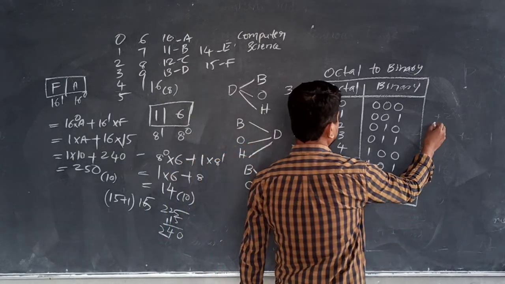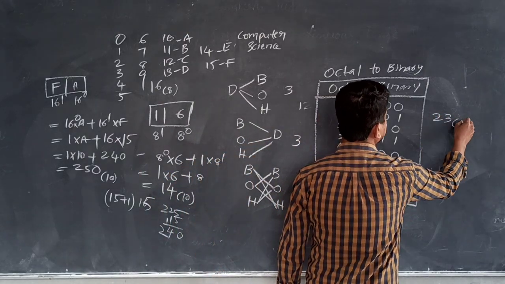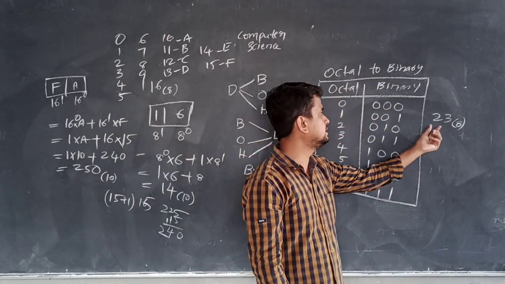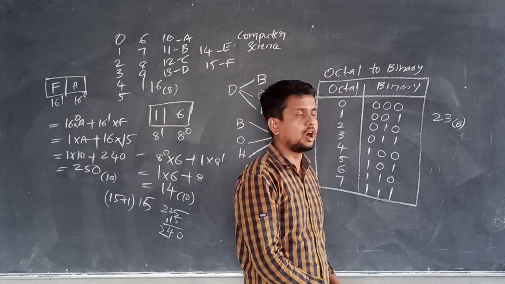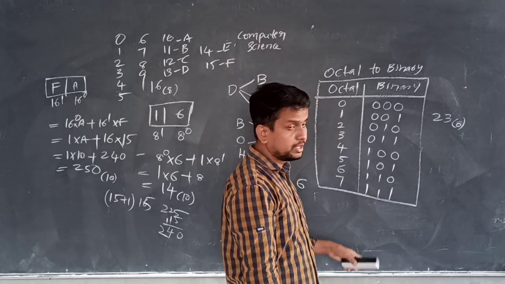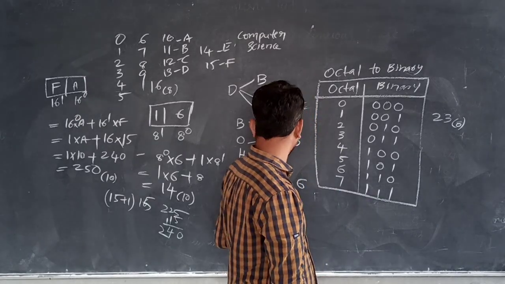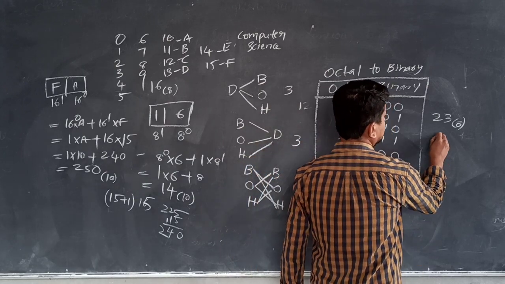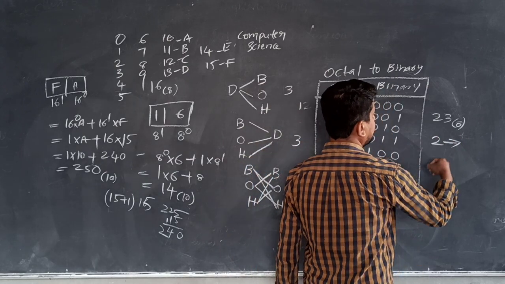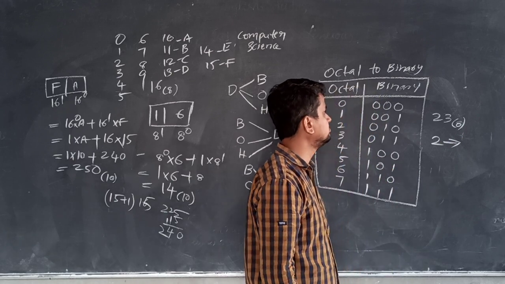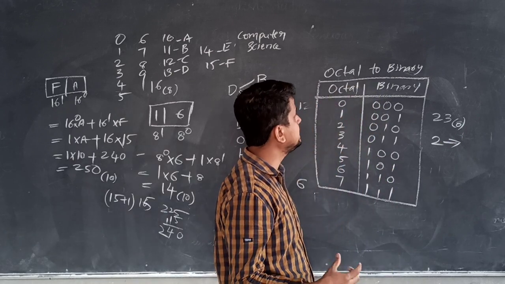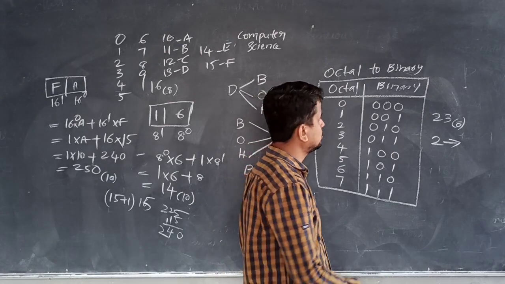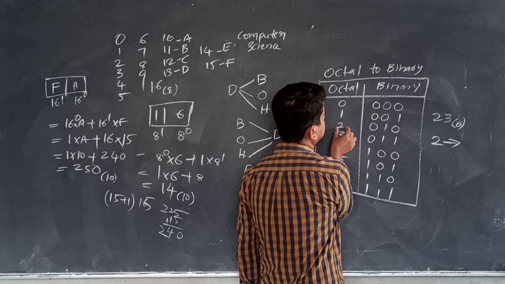So I am taking 23 base 8. Which number is it? It is an octal number. From where am I going to convert this octal number? I am going to convert it into the binary number system. So how can we convert? See, the first step is to identify each octal digit's binary equivalent.